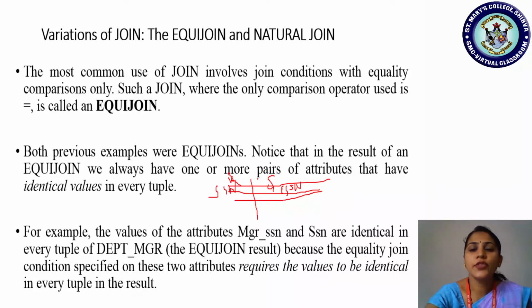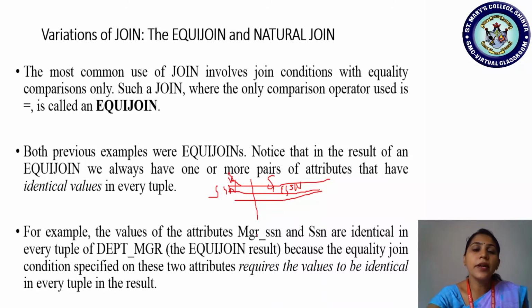So which are the pair of attributes here? SSN and ESSN, which have identical values. So the values of SSN and ESSN should be equal. Are you all understanding? So that is what we mean by equi-join results having one or more pairs of attributes that have common values in every tuple. So in each row, there will be a common value for both the attribute named SSN and the attribute named ESSN.